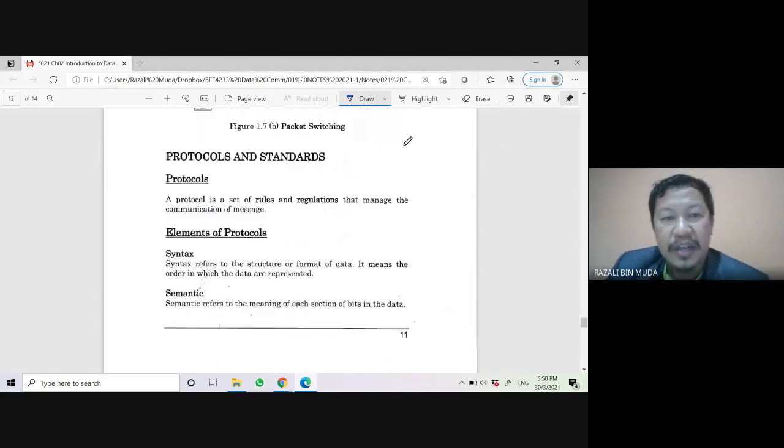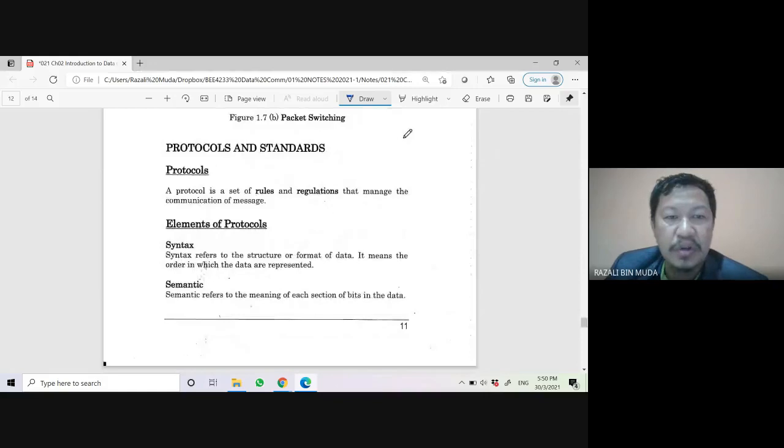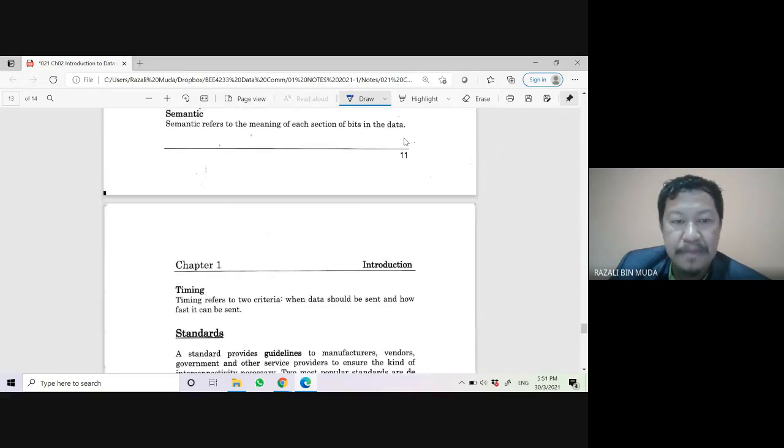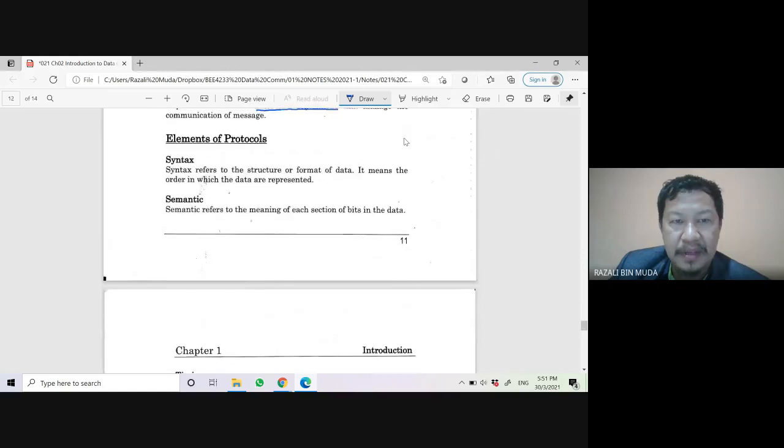Next is protocol and standards. Protocol is a set of rules and regulations that manage the communication message. Elements of protocol: syntax, semantic, timing. There are three elements of protocol. First is syntax. Syntax refers to the structure or format of the data. It means the order in which the data are represented.